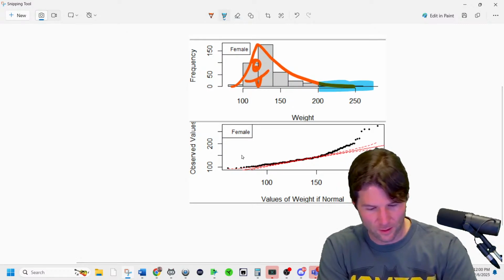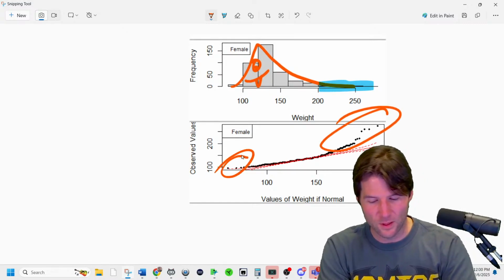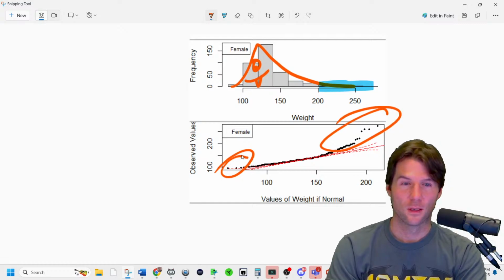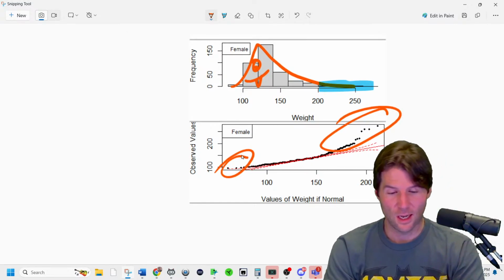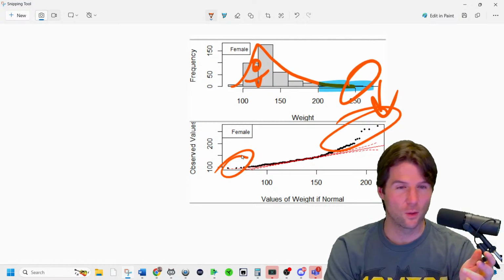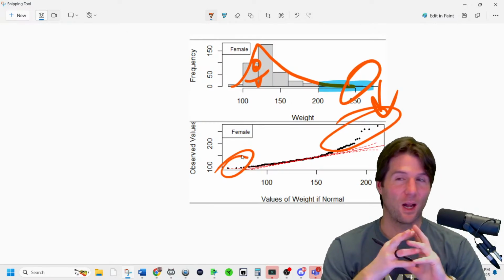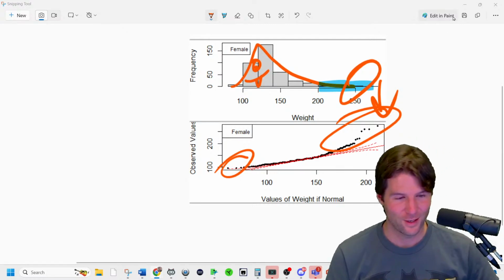What do you think we should analyze? Means or medians? And why? Medians, because of the outliers, the skewed nature of the data, the normal probability plot right there. So medians: outliers, skewness in the data.